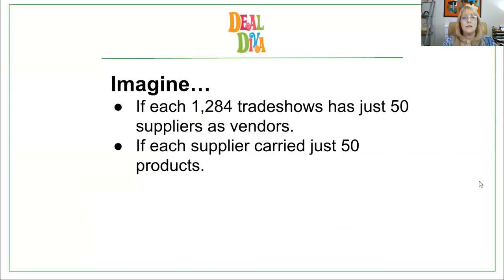So imagine if each of these 1,284 trade shows has just 50 suppliers as vendors, just 50, and most of them have a lot more. And then if each supplier carried just 50 products, because each brand owner has just 50 products in their catalog.